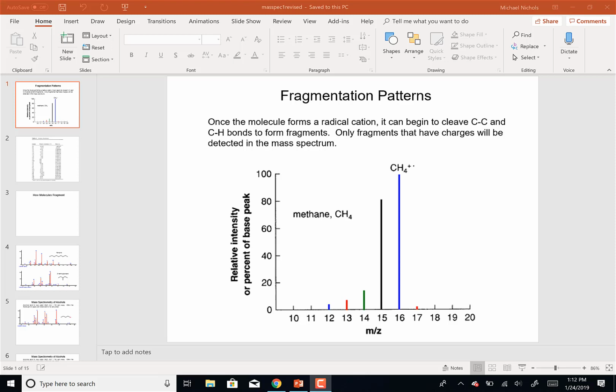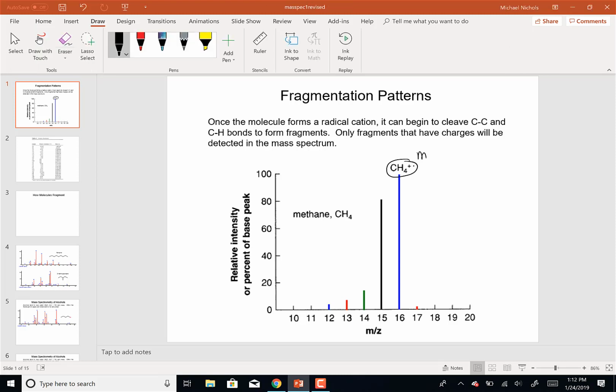So if I look at methane, CH4, CH4 has had an electron beam hit it, kick out an electron, so now I have a CH4 dot plus. That's called my molecular ion. So it's an M dot plus, or M plus dot. That's the intact molecule. The intact molecule is always going to be the peak farthest to the right, the highest mass.